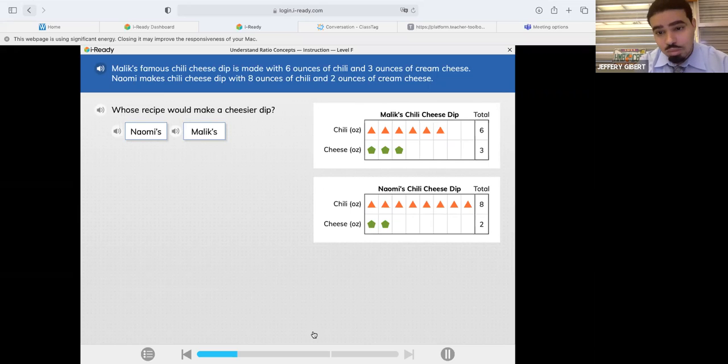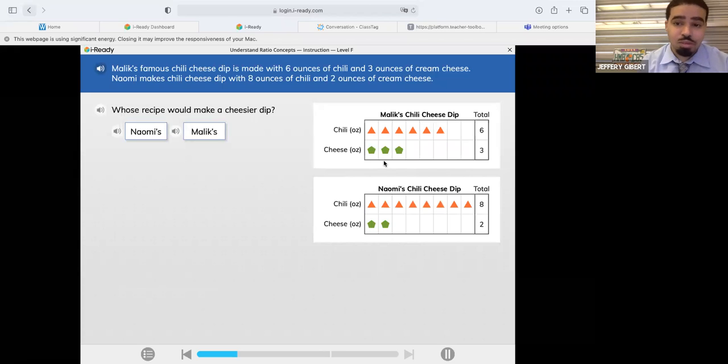Because the chili gets 4 times. All right, but it says a cheesier dip. So let's look at the cheese. How much cheese does Malik have? 3. And how much cheese does Naomi have? 2. So who's got the cheesier one?